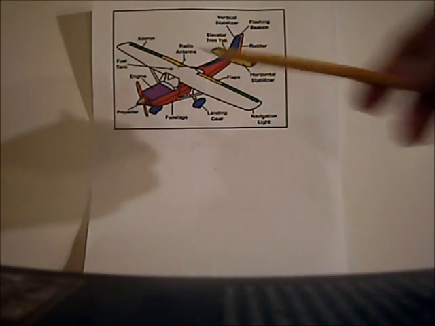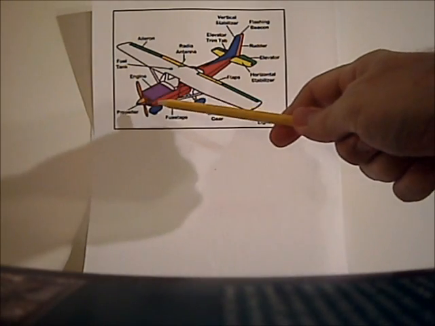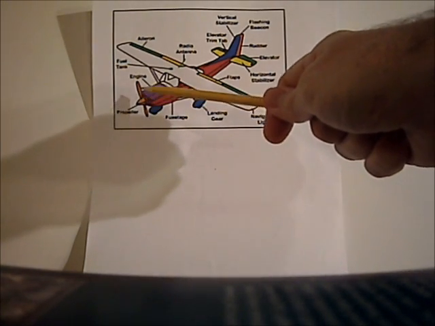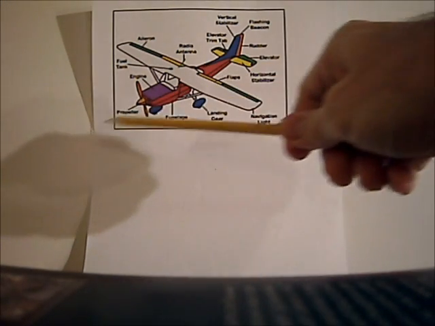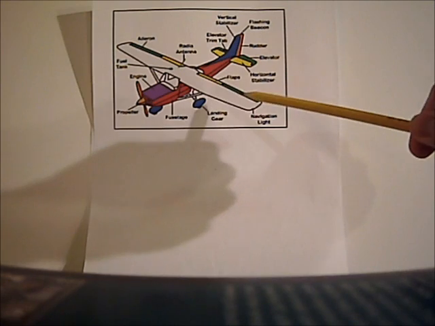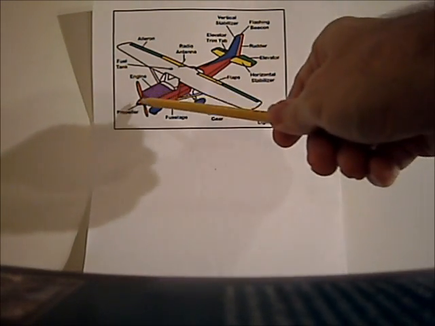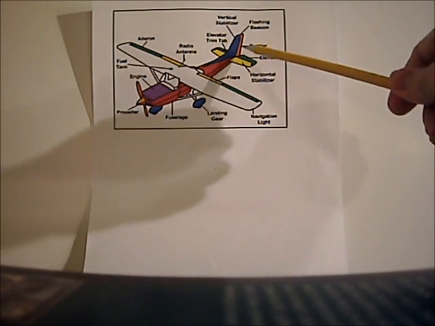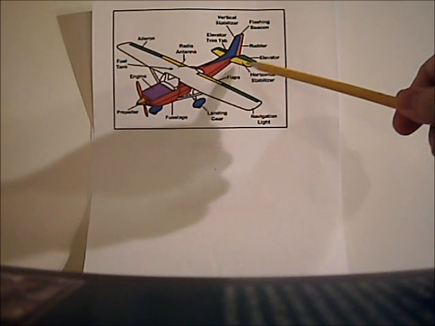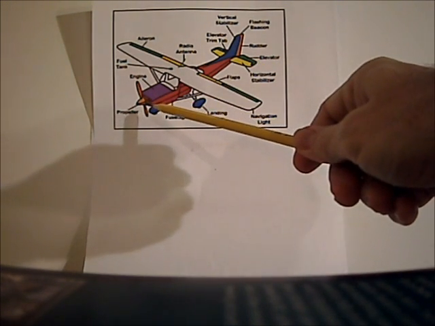Next, we'll take a look at the propeller. This was the early mode of propulsion used by the Wright brothers in order to move the aircraft forward. Of course, you can have a jet engine which pushes, or sometimes the propeller is positioned in the back of the airplane to push. On this type of aircraft, it's in front so that it pulls.